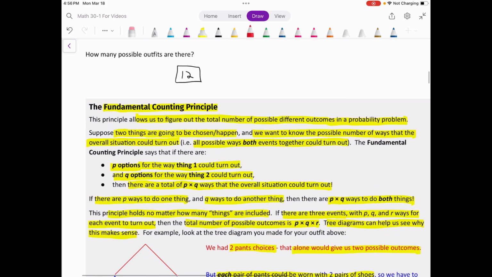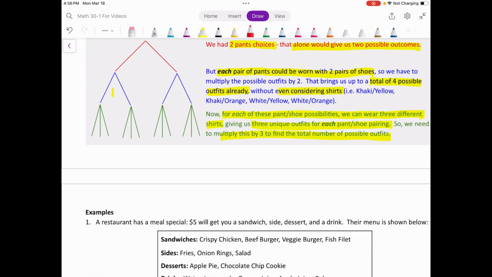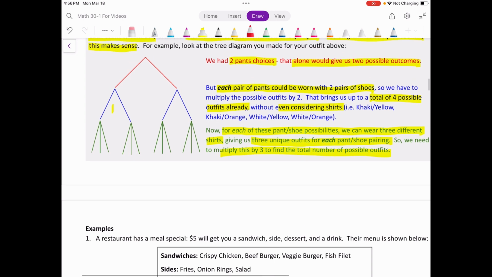And just like we found by mapping them all out with the tree diagram, let's see what the fundamental counting principle tells us. So there's 2 ways to choose our pants. There are 2 ways to choose our shoes. So 2 times 2. You can see that so far so good. That would give us 4 possible at this stage.